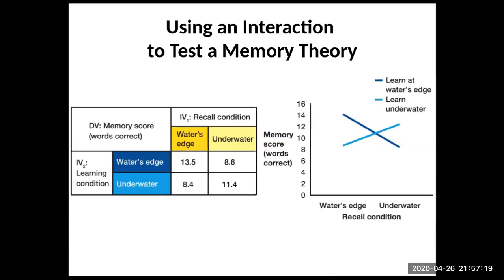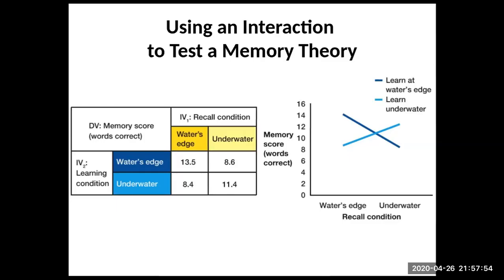On the left, we have the table. So those who learned at the water's edge and also recalled at the water's edge, on average, got about 13 and a half correct. Those who learned at the water's edge but recalled underwater only got about 8.5 right, 8.6. On the other side, those who learned underwater and recalled at the water's edge got about 8.4 correct, about the same as the other one. And those who learned underwater and recalled underwater got about 11.4, 11 and a half correct, much closer to the 13 and a half.